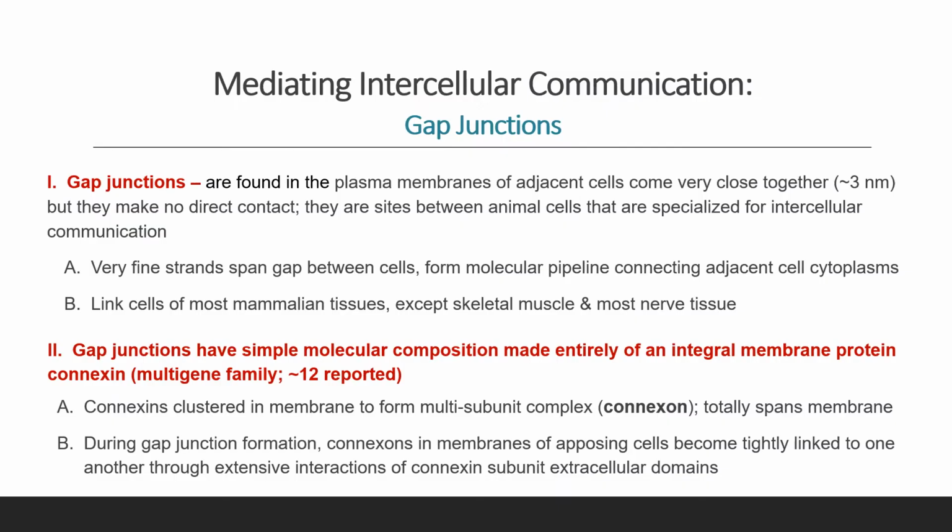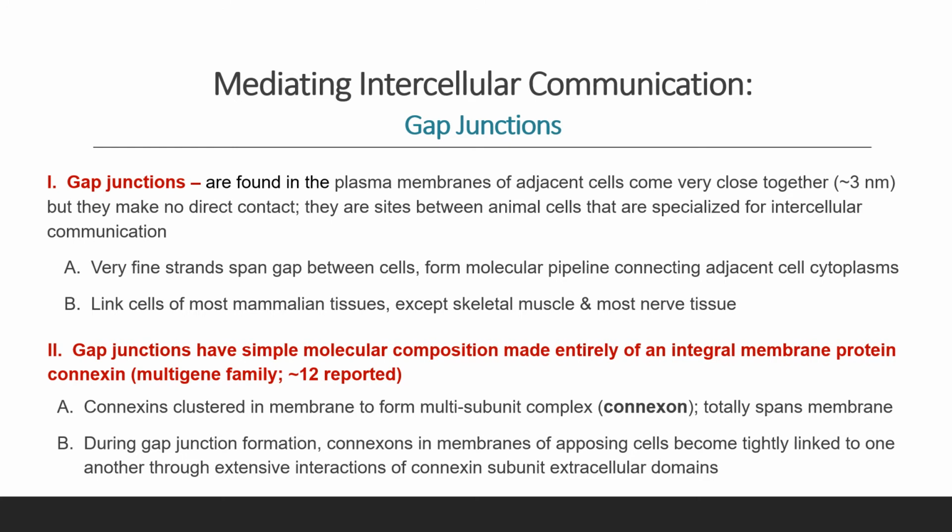Next, let's go to the gap junctions. These are the ones responsible for intercellular communication. So, gap junctions are found in the plasma membranes of adjacent cells that come very close together, which is around 3 nanometers apart, but they make no direct contact.